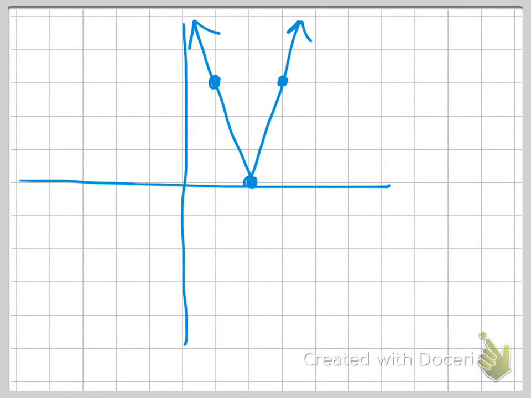So basically, whenever you graph an absolute value function, you always need to find your vertex, find a left coordinate, and find a right coordinate. You do need to get 3 points in order to graph an absolute value function.